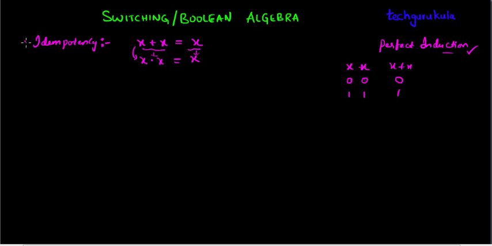So this is idempotency. You can understand why it is called like that, right? You are doing OR on same variable, identity variable, you're getting the same. And if you're doing AND operation on the same identity variable, you're getting the same identical variable at the output. Second property which we're going to see is commutativity.